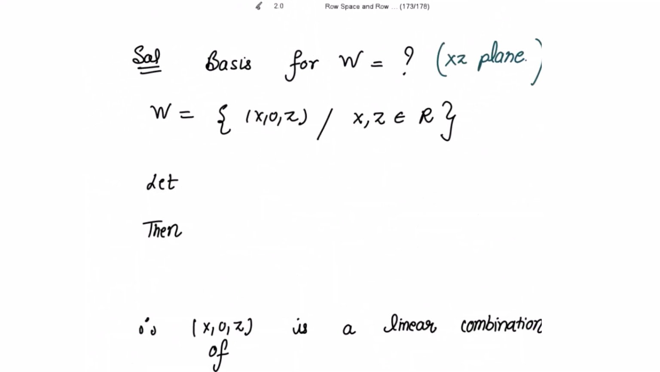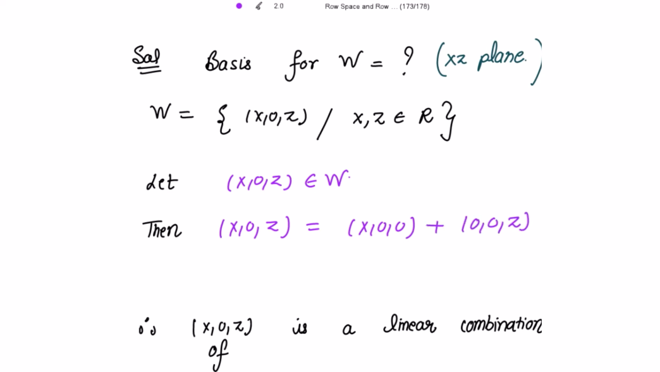Now the solution. To find the basis for W, where W is the xz plane, we write the elements of W as (x, 0, z), where x, z belong to the real numbers. Let's take one element from this W. So let's say (x, 0, z) belongs to W. Then I can write (x, 0, z) as the sum of the vectors (x, 0, 0) and (0, 0, z), which can be further written as x times (1, 0, 0) plus z times (0, 0, 1). Can I write like this?